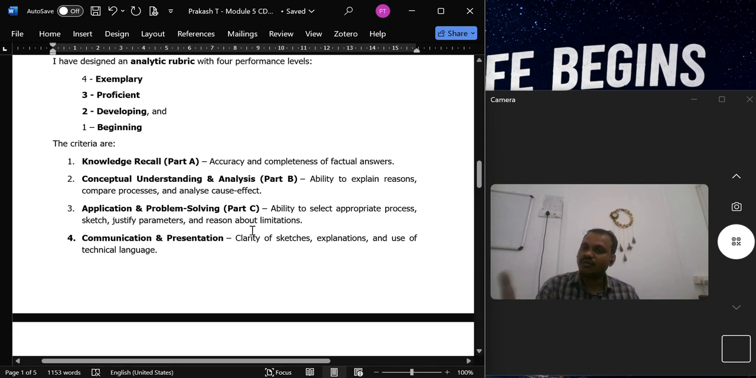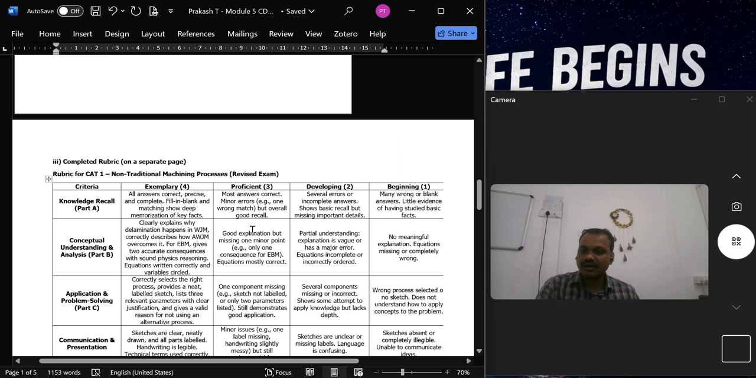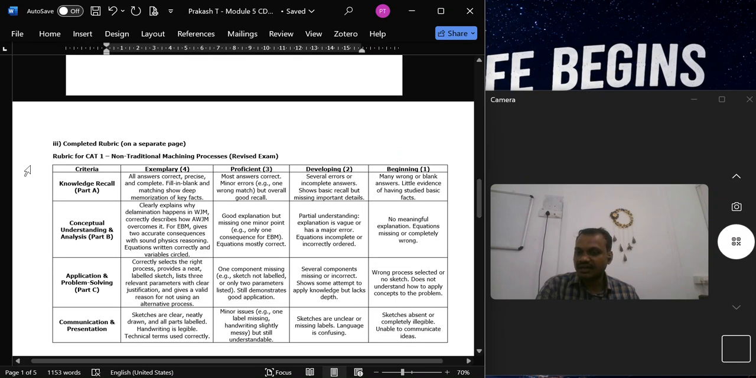Under the four criteria, I follow the levels from exemplary to beginner. So this is the rubric I created. As I said earlier, I have four criteria. Part A, I am going to check the knowledge and recall. Part B, I am going to check the understanding. Part C, I am going to check how the students applied, whether they applied the correct methodology or not.